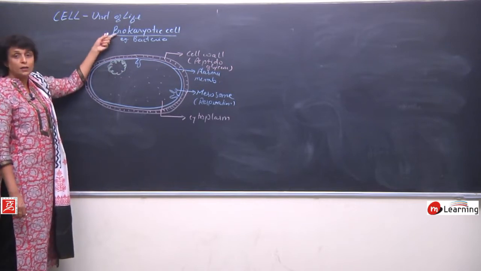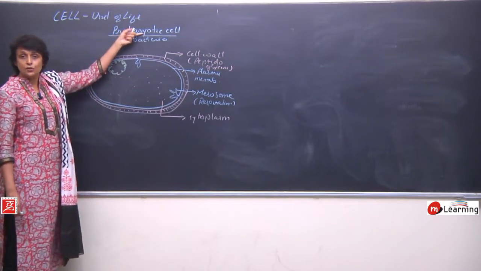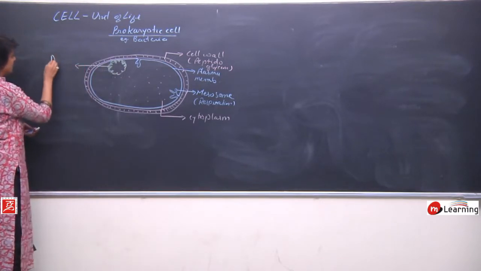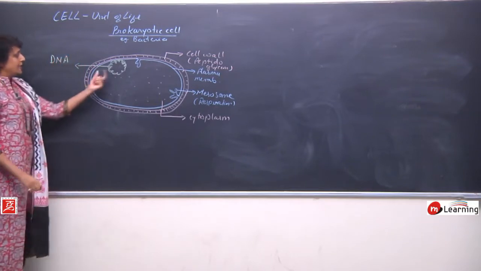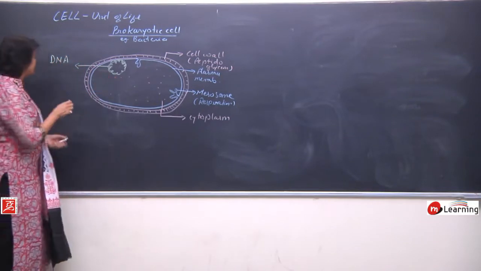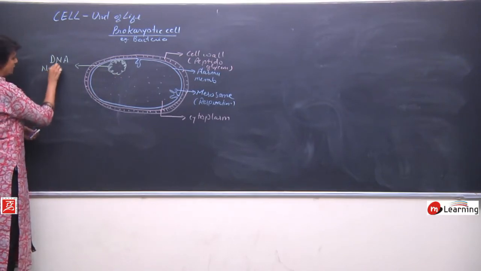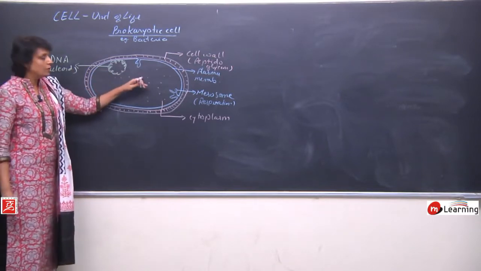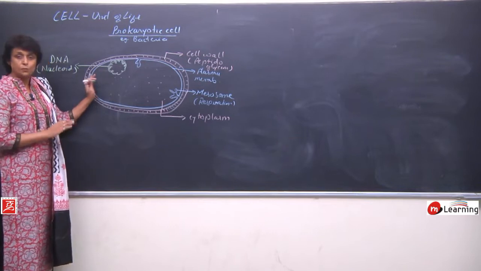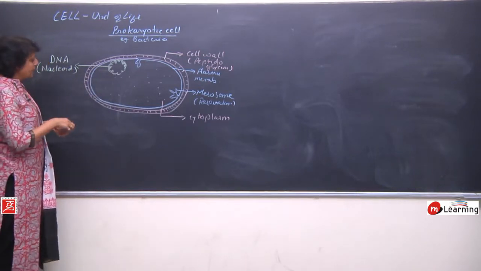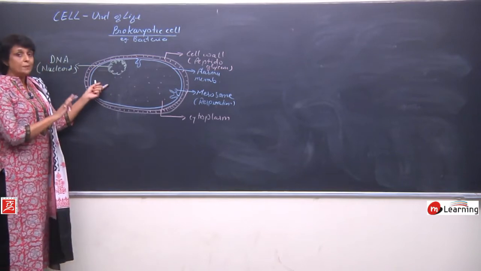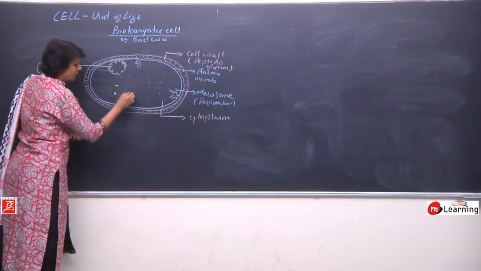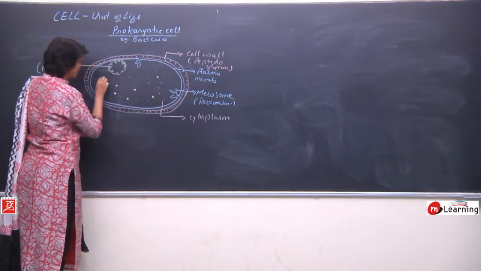As we said, prokaryotic means pro is primitive and karyon is nucleus. So this is naked DNA which is found. So this is the DNA. This DNA without nucleus is actually known as nucleoid. So in eukaryotes we call it nucleus, in prokaryotes we call it nucleoid, which means basically only naked DNA. Other things, there are no membrane bound structures in here. There are some ribosomes. Ribosomes are non-membranous bodies.